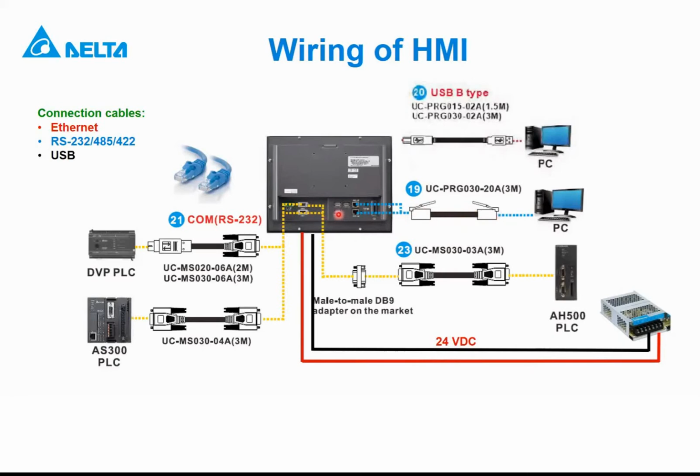With a USB stick, you can copy your program onto the USB stick, insert it, and download the program from the USB stick to the HMI. If you have this kind of USB B type, a slave USB cable, you can also use it to program the HMI. And for different controllers, different types of PLCs, there are different RS-232 cables, for example for the AS300 PLC. I think you had this one yesterday for those of you that were in the training, and other controllers as well. So we have specific cables depending on the controller you want to communicate with.